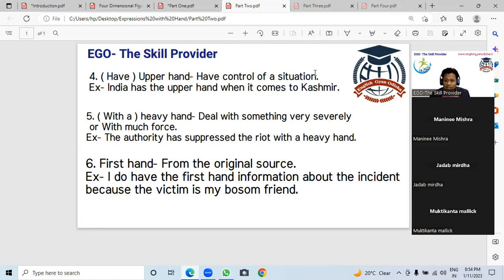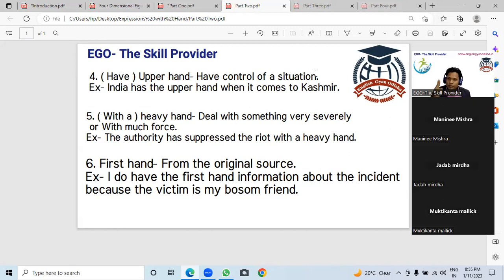Yes, India has certainly an upper hand. India has certainly an upper hand. Upper hand means what? Because he is in control of the situation. The situation is very favorable. So whenever some situation is very favorable, you can say you have the upper hand.